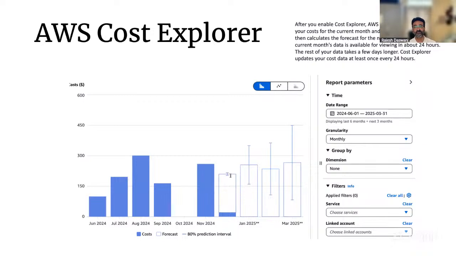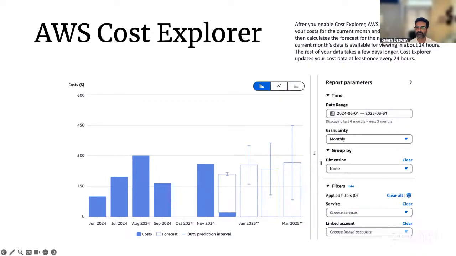We've got Cost Explorer, which allows you to visualize your cost over a period of time. It actually allows you to extract your cost for the current month and the last 12 months, and then also forecast potential cost for the next 12 months based on your usage pattern. The current month's data is available for viewing in about 24 hours once you enable it, and the rest of your data can take a few days. But Cost Explorer updates your cost data every 24 hours.